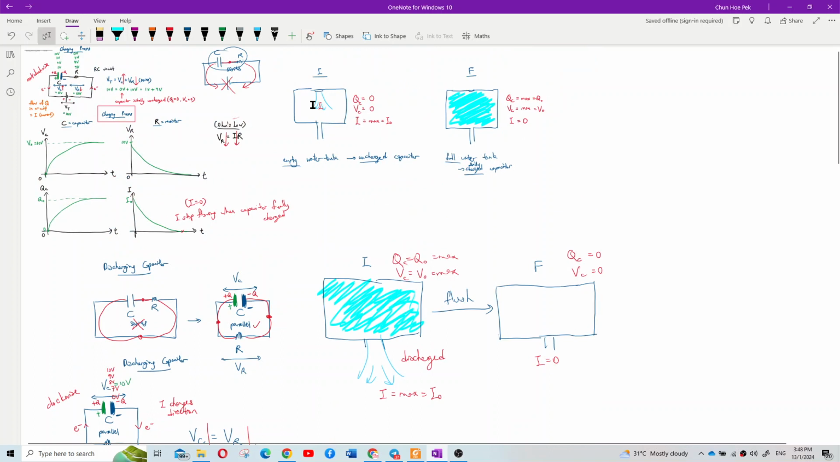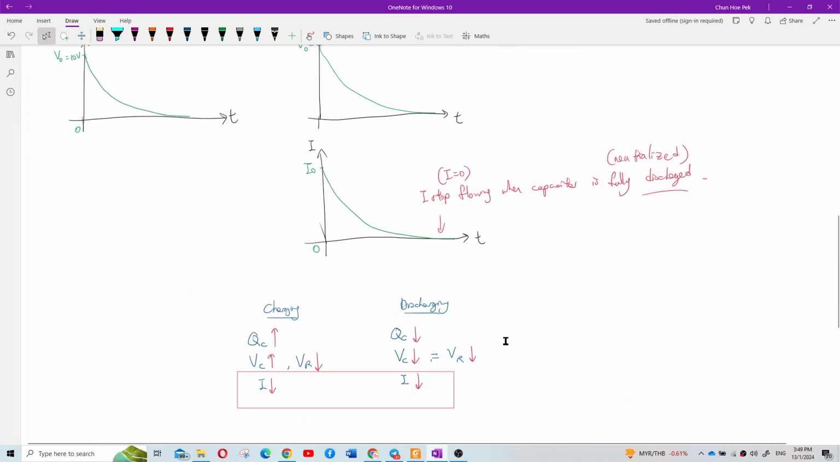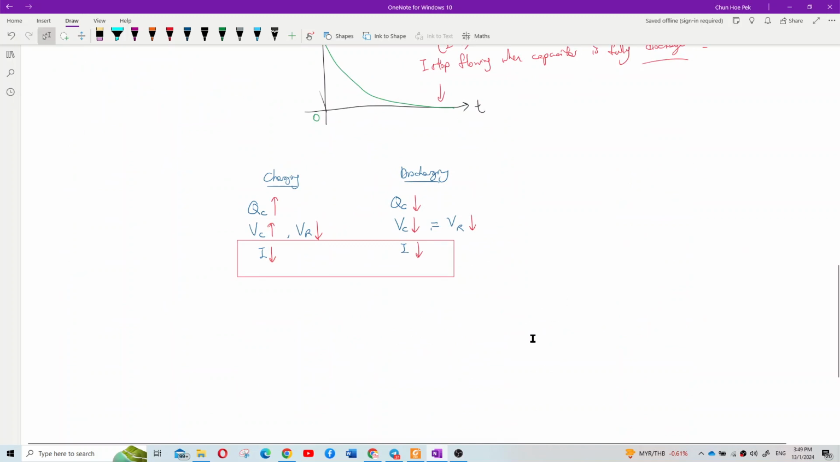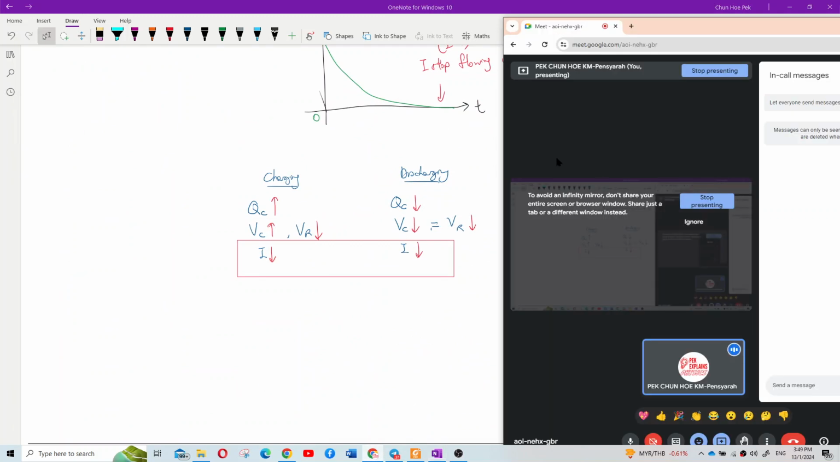Begitulah, macam inilah. Bila nak charging proses, current banyak masuk untuk fill up the capacitor. So bila water tank dah penuh, current stop flowing. When we want to discharge, bila kita flush, a lot of current come out until tangki sudah kosong, no more current. Tak ada lagi air keluar. So air become zero also. So like this lah. This is what it means by today's lesson. Okay, class? Understand?